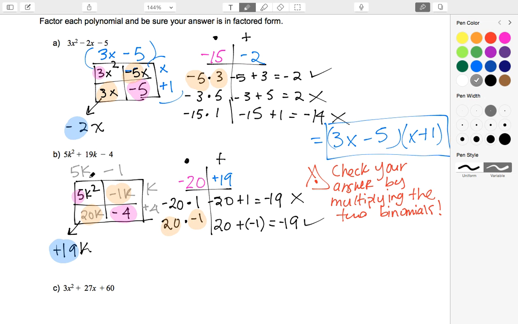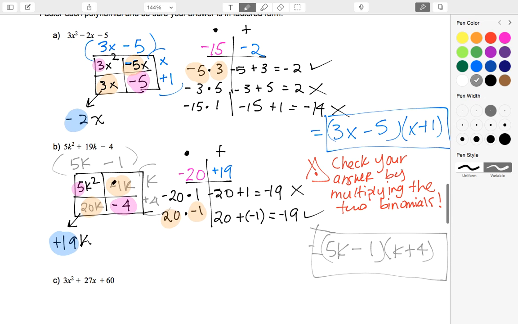So let me check my last corner. Does 5k times positive 4 give me 20k? Yes. So these are my factors. So my final answer is 5k minus 1, and then k plus 4. All right. Well, so again, this is the one where you have to kind of guess and check the positioning. So these do matter, but as long as you get the factors correct, then switching them and guessing and checking will become easier over time.